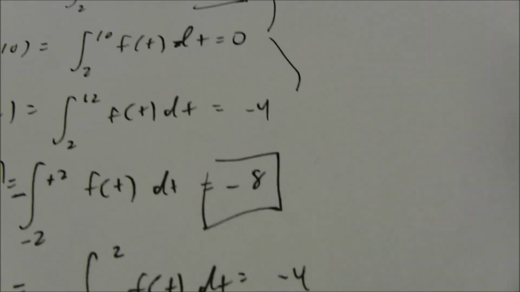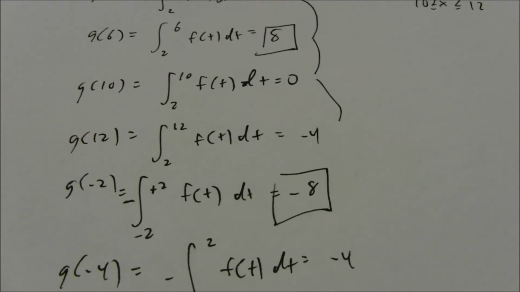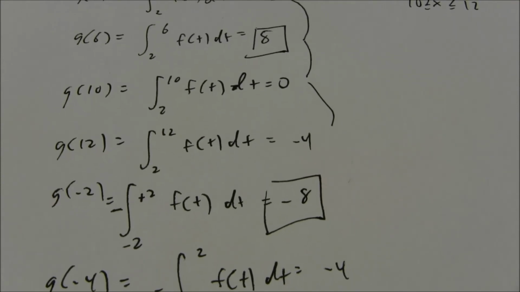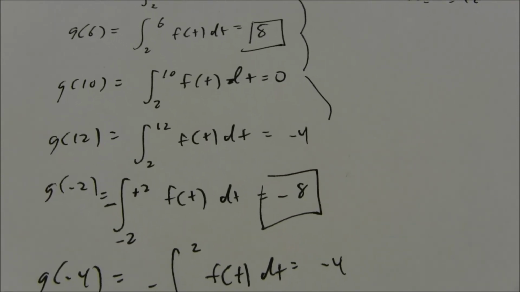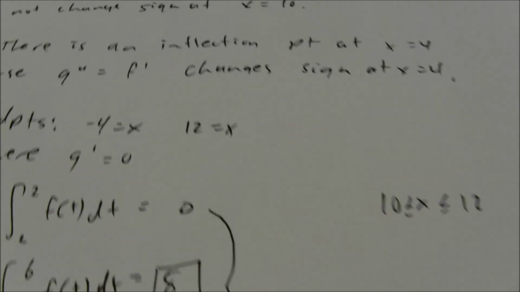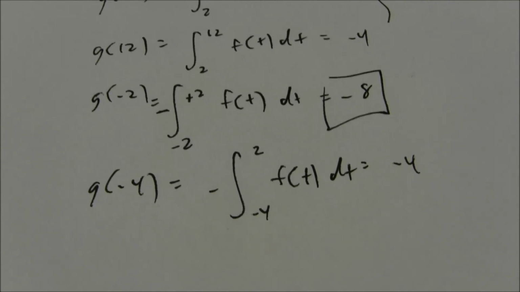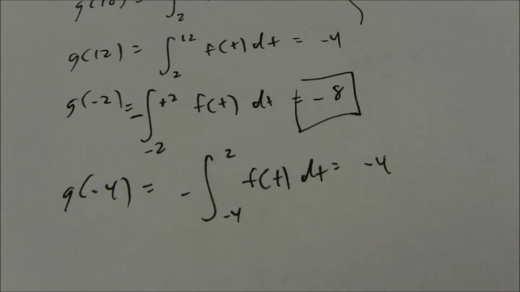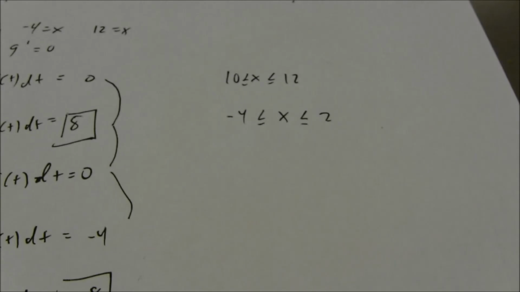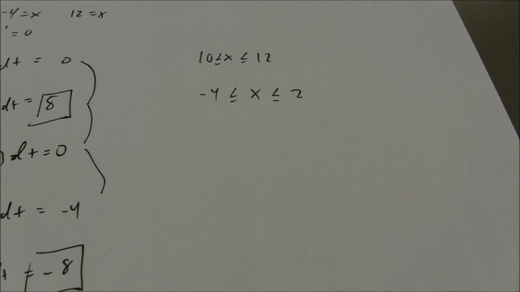From 10 to 12, it's going to be negative. So between 10 and 12, the function is going to be negative. And then 12 is the end of the interval. If you look at 2, it's kind of out of order now, but 2 is at 0, and then g of negative 2 is negative 8, and g of negative 4 is negative 4. So from negative 4 to 2, the function is also going to be negative. So between 10 and 12 and negative 4 and 2.